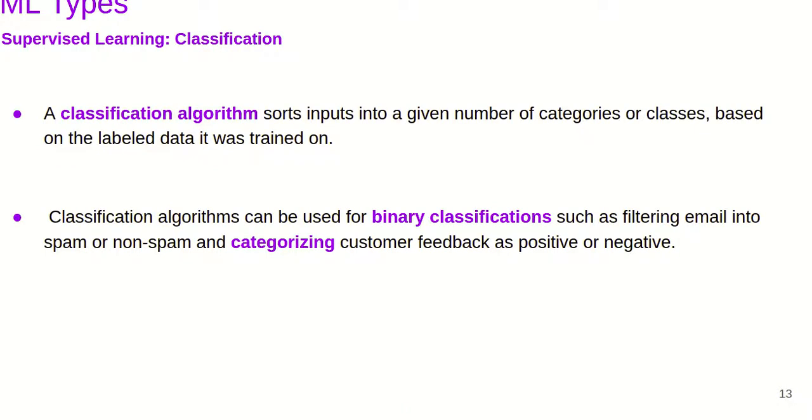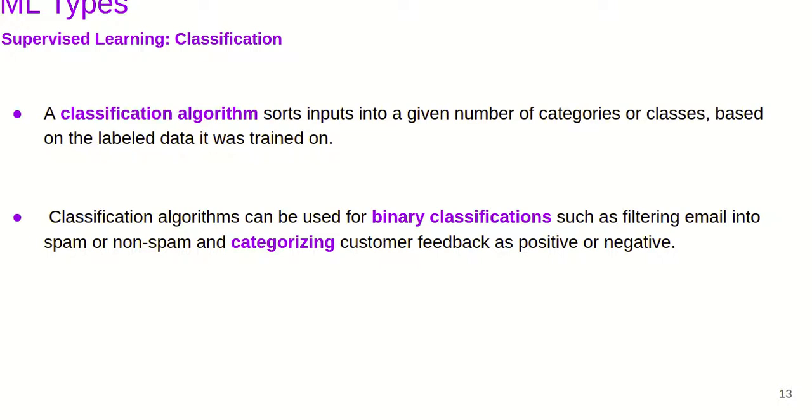So in supervised learning we have two main tasks. We have classification and we have regression. Basically, classification is when we sort input into a given number of categories or classes. The data is labeled, of course, since we are in supervised learning, and then we sort the data into groups or categories or classes.